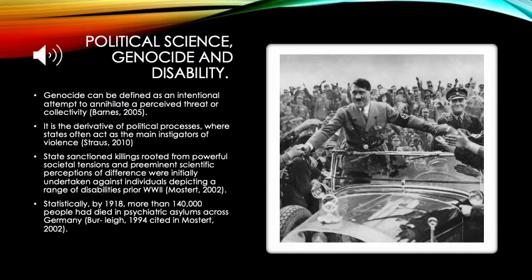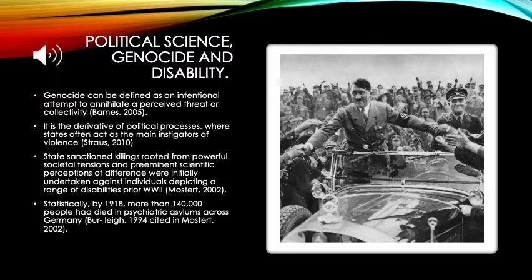Genocide can be defined as an intentional attempt to annihilate a perceived threat or collectivity. According to Strauss, genocide is often a derivative of political influences, occurring as a result of events closely tied to governmental states acting as main instigators of violence. He further highlights how dynamics of struggle for power, containment, and control of perceived threat over distribution of national goods will facilitate genocide development. Literature highlights how little attention is placed on significant events that occurred prior to the Holocaust, which served as a catalyst for one of history's largest atrocities.